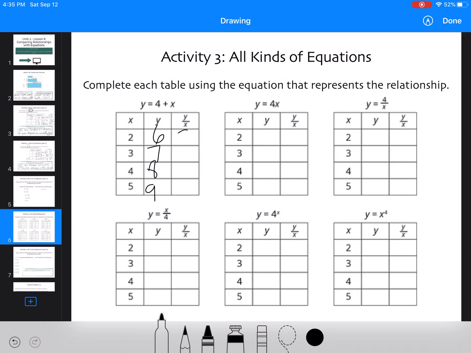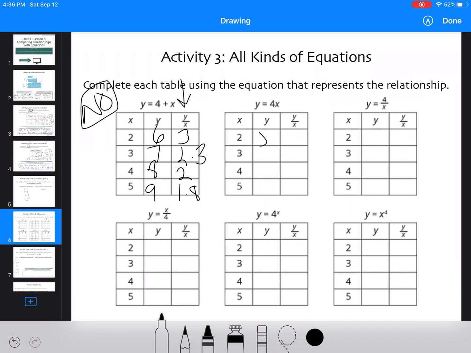So 6 divided by 2 is 3. 7 divided by 3 is going to be 3.5, I think. No, 2.3. All right, 8 divided by 4 is going to be 2. 9 divided by 5 is going to be 1.8. So is that proportional? No. This keeps changing. So now let's check the next one.